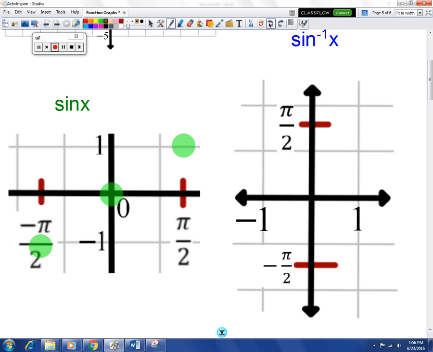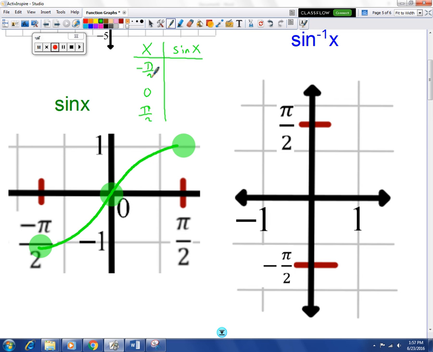Let's try to find green. So when we do an inverse function, before I actually graph this, let me do a little input-output table. Here's our x, here's sine of x. I'm going to pick as my input negative pi over 2, and then 0 and positive pi over 2.